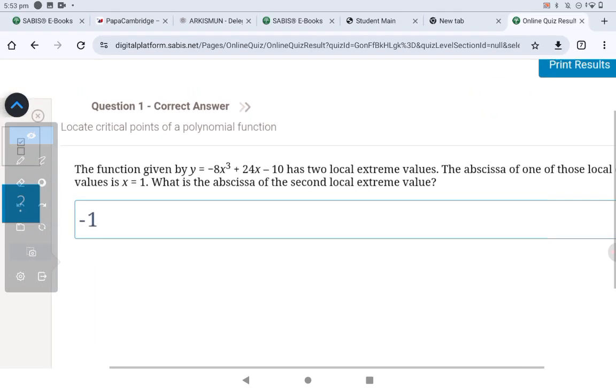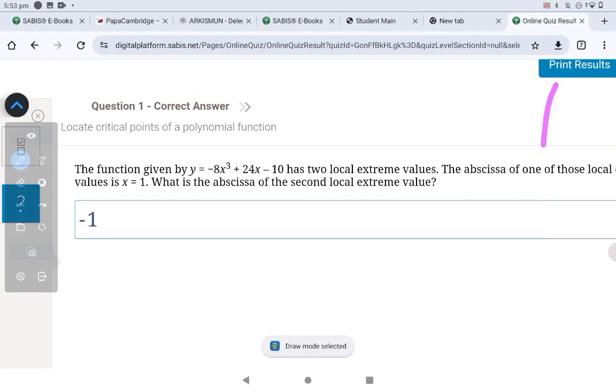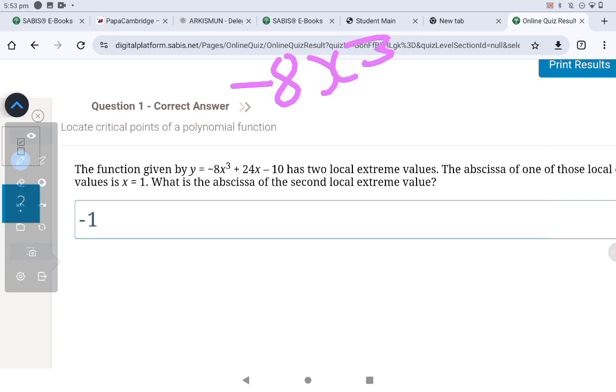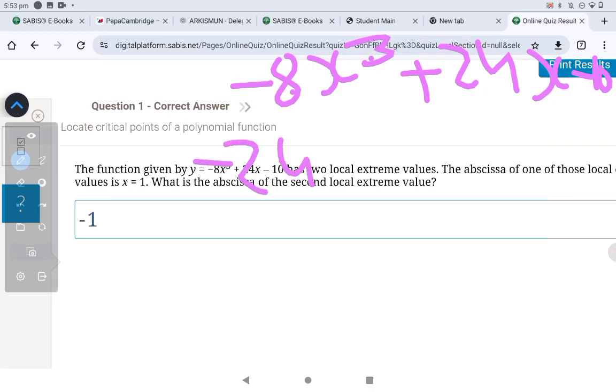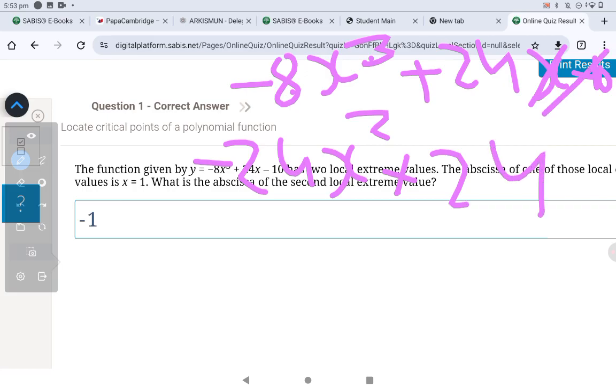Okay, and to find that, we take the power backwards. So negative 8x cubed plus 24x minus 10. It's going to be negative 8 times 3, so negative 24. x becomes x squared. Plus 24, there's no other x there, so we just cancel out this x: 24. And negative 10 does not have a variable, so we just cancel out the negative 10 itself. So this is the new derivative.